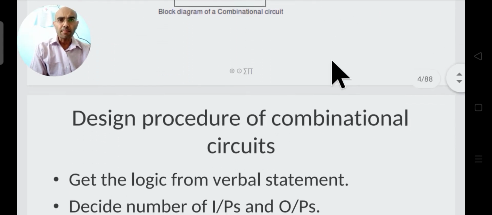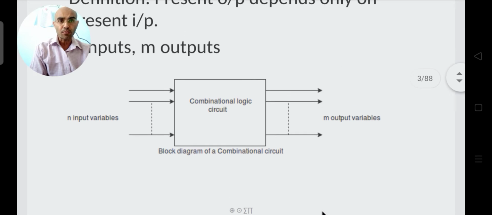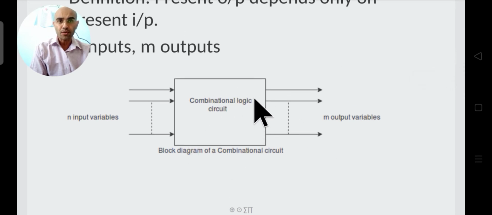So what is the method to design any combinational circuit? Basically we have to design this black box. We have to find how the gates will be connected inside this black box. This black box will have certain inputs, and certain outputs will also come from it. Whenever we say we have to design something, we have to design something inside this black box.